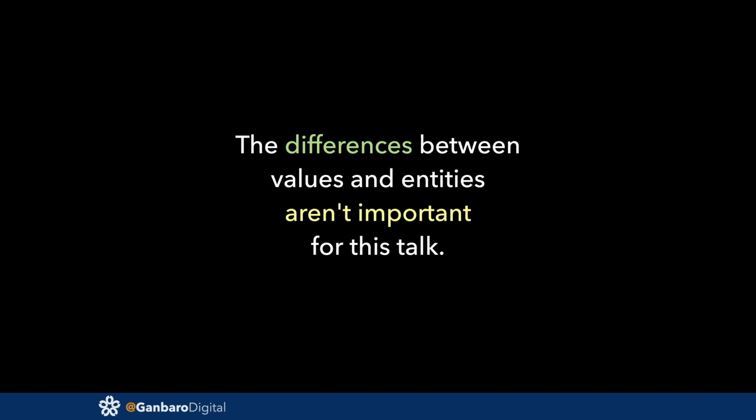For the purposes of this talk, I'm going to treat them as values. I didn't want to confuse people by using the terms values and entities throughout the talk. And the differences between values and entities actually aren't important for this talk. Everything I describe here about values applies equally to entities.